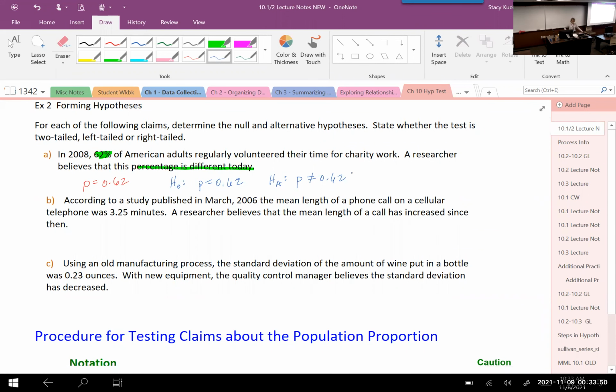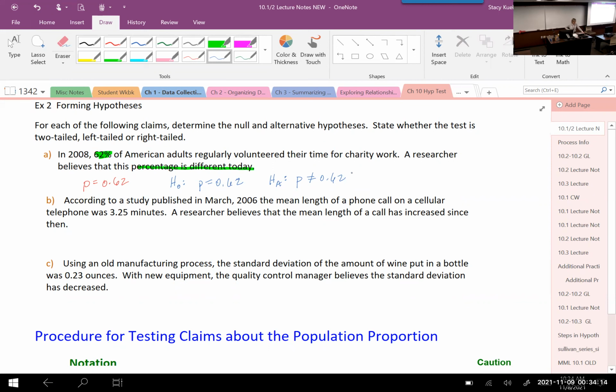Okay, so the null hypothesis says that 62% of adults regularly volunteered for their charity work. Now, the alternative would be that it is not 62% who do the charity work. Okay, let's look at the next one.